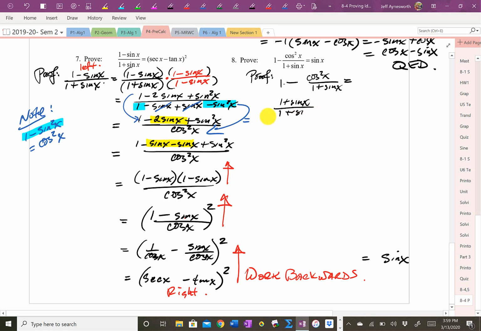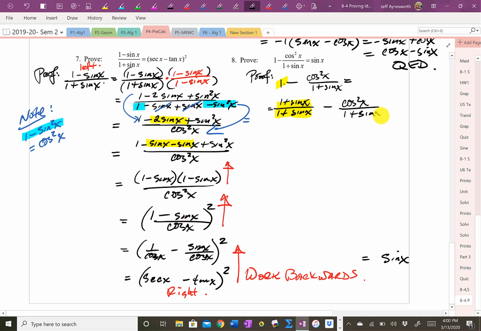So 1 plus sine of x. What I just did is I took 1 and rewrote it. Anytime you divide anything by itself, you get 1. So this is equal to 1 plus sine x over 1 plus sine x minus the second fraction here, which is cosine squared x divided by 1 plus sine x.